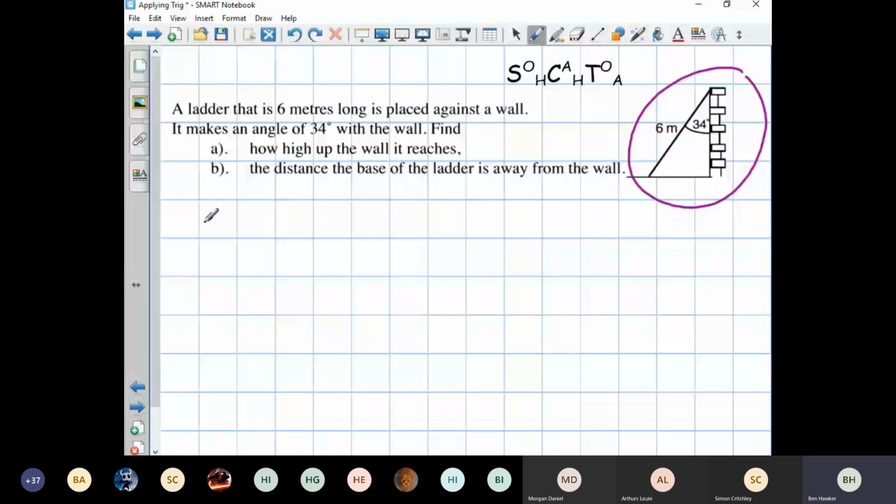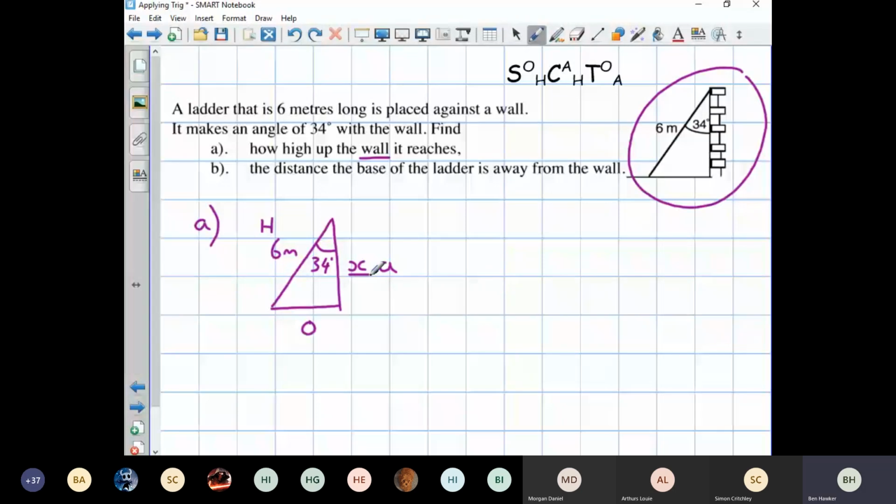Okay, so let's look at A. For part A, how high up the wall it reaches. I'm going to draw my triangle. I know my diagonal, which is the hypotenuse, is 6 meters. I know the angle that the ladder makes with the wall is 34 degrees, and that's all the information I've got. I know that this side is the hypotenuse, this is the opposite, and this is the adjacent. And finally, I want to see how high up the wall it reaches. Therefore, X, the side I'm trying to find, is going to be the adjacent.